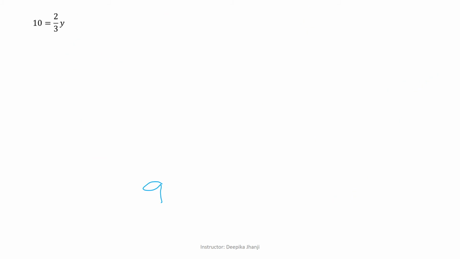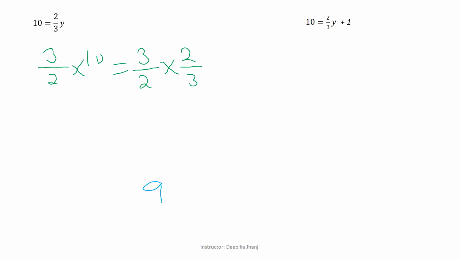Let's try this example now. So we have 10 equals 2 by 3y here, right? To get rid of 2 by 3y, we'll do the opposite process. So we'll multiply by the reciprocal. So we get 3 upon 2 times 10 equals, we're going to multiply by the reciprocal of the fraction, so 3 by 2 times 2 by 3y. This 3 cancels with this 3 and 2 cancels with 2. That's how we get rid of the fraction, right?